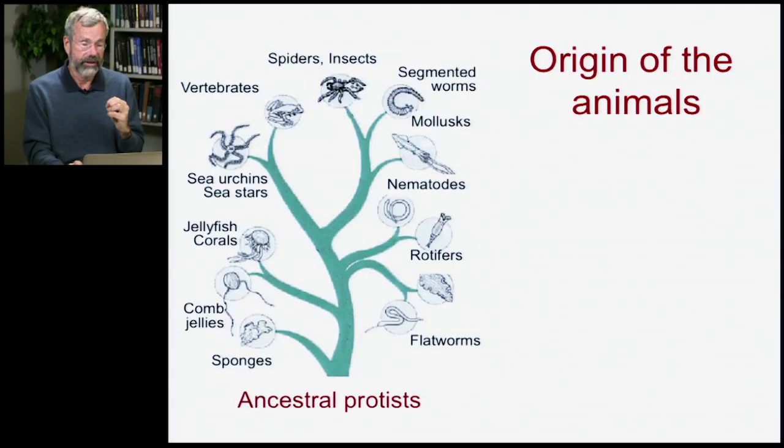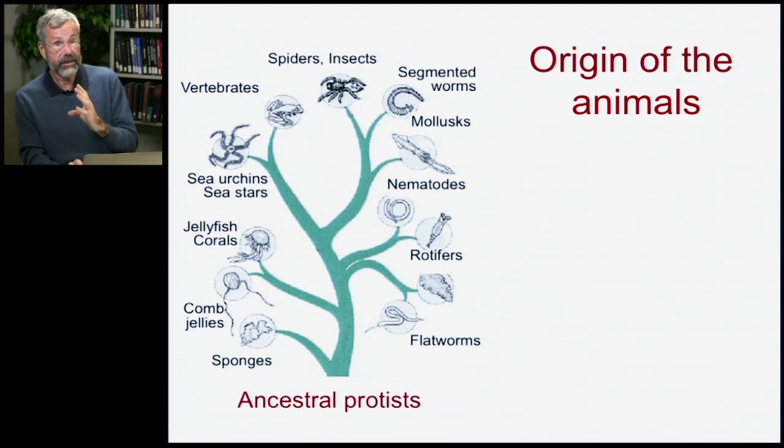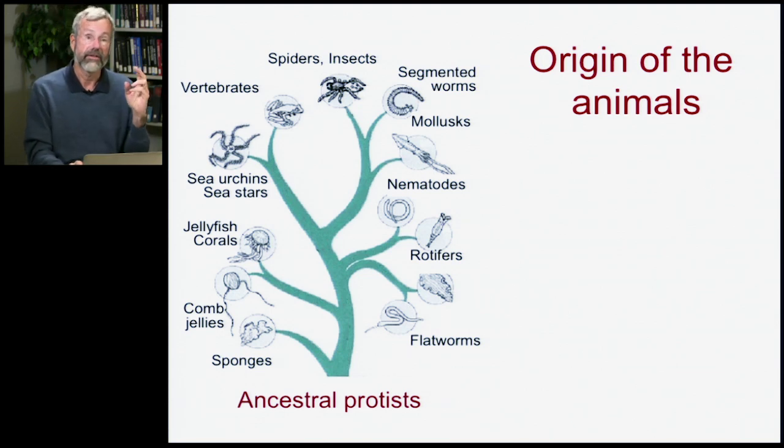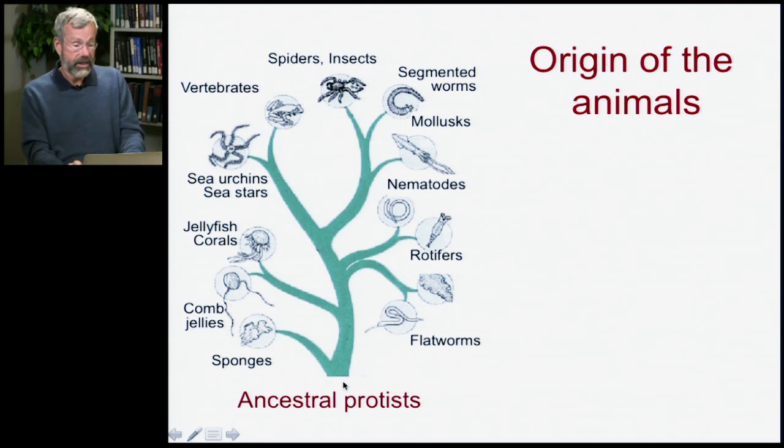Now, what about the animals? The animals are also heterotrophic, and they too arose from protists, a separate lineage from the fungus. So we have ancestral protists, single-celled eukaryotes, that, as we'll see, gave rise to sponges, jellyfishes, worms of various sorts, mollusks, sea urchins, even us.